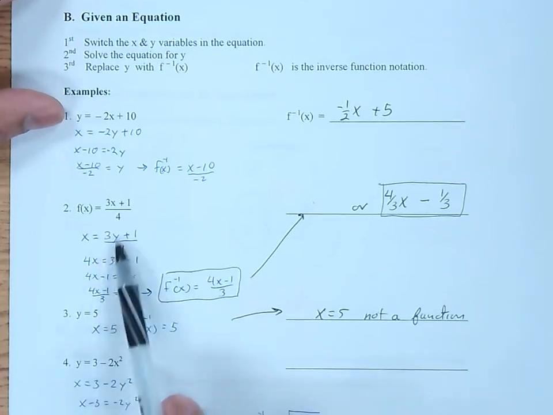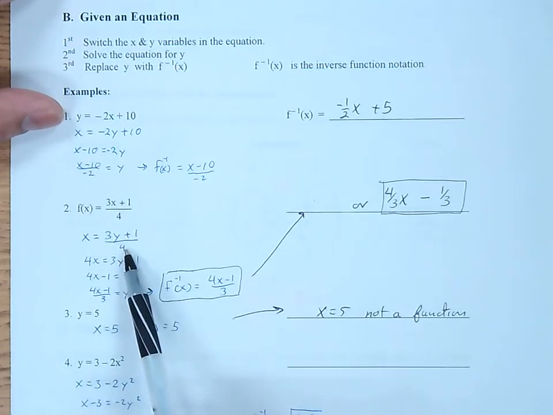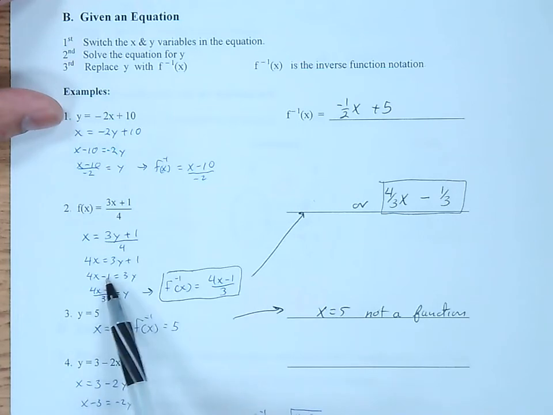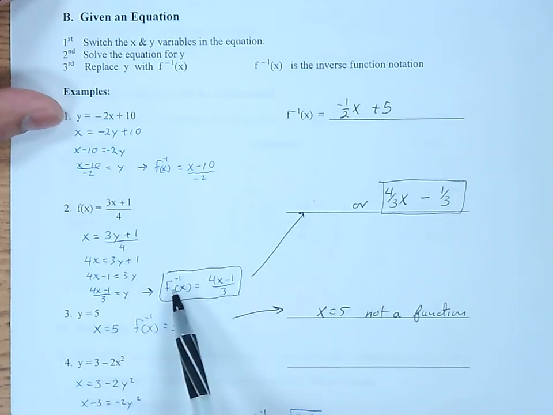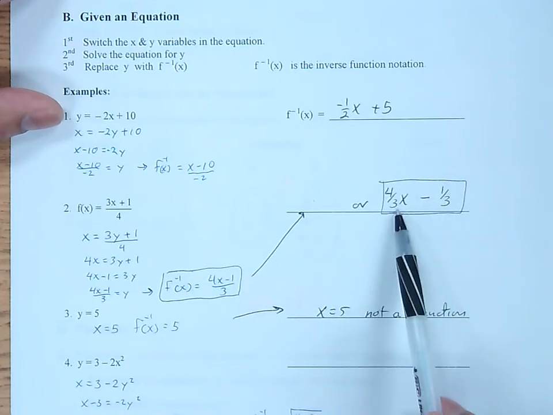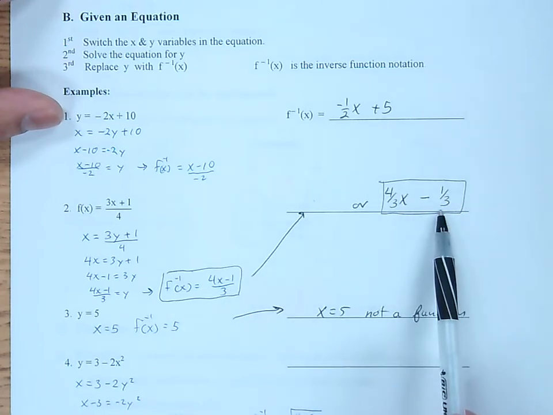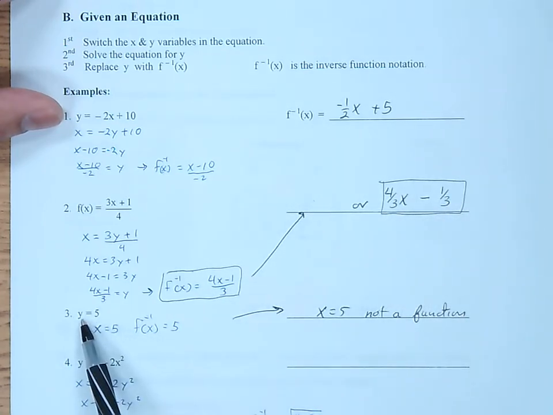Let's try this one. Again, switch x and y first. Now I go ahead and solve for y. First thing I do is multiply 4 on both sides. Then I minus 1, and then divide by 3. That's what y equals. And again, I replace y with the notation f inverse of x. We can leave it like that, or I can rewrite it with 3 dividing into both the 4 and the negative 1.